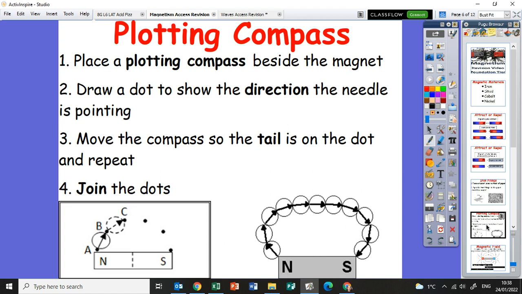There is a second way of finding the magnetic field around a magnet. You use a plotting compass next to a magnet. You draw a dot to show the direction the needle is pointing, and you move the compass around the magnet, and then you join your dots up. So you should have something like this. A lot of students draw arrows as they do it.